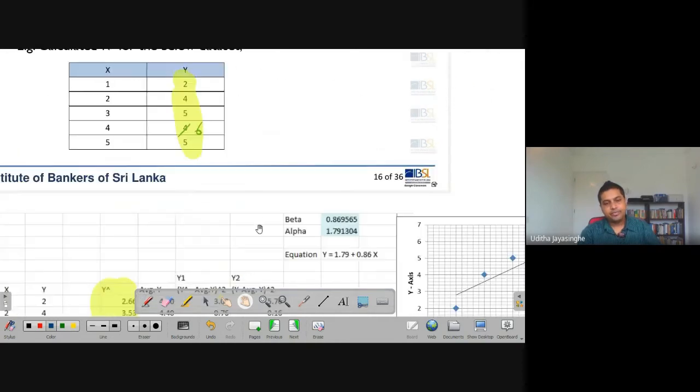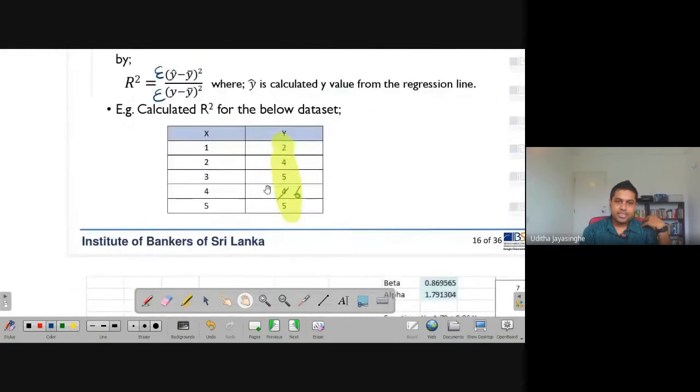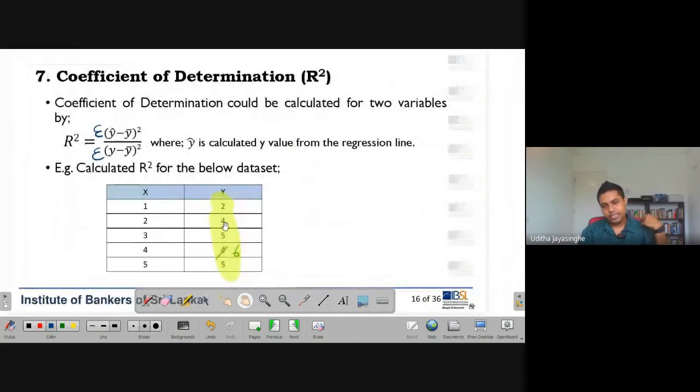That division is going to give you these values of 7.56 and 9.2. You take 7.56 divided by 9.2, and you are left with 0.82. Okay, that's the computation of this coefficient of determination.